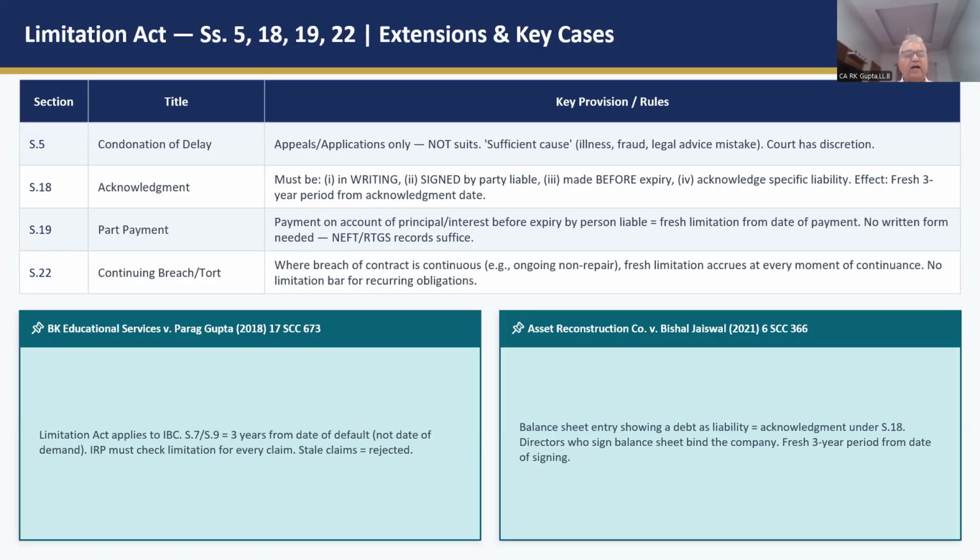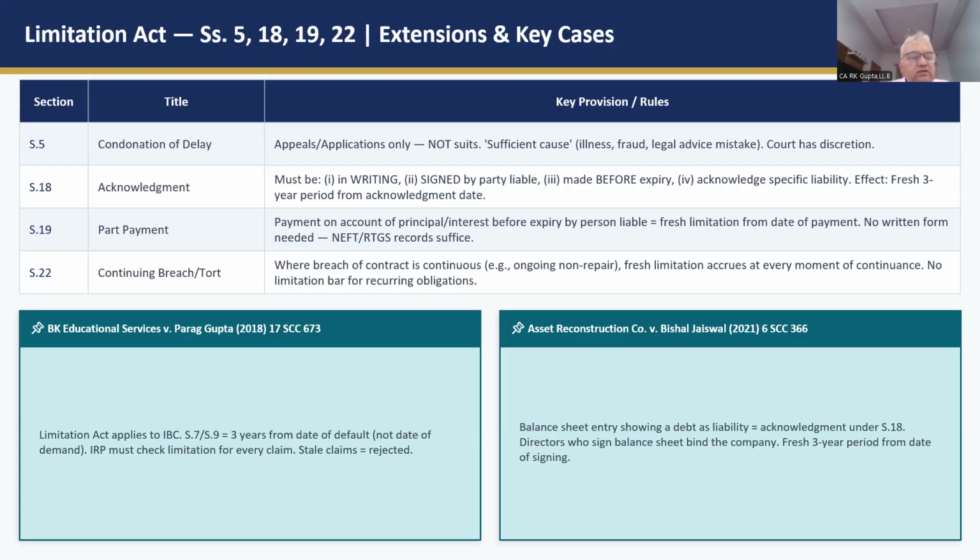Section 19 talks of part payment, and it says whenever any part payment is made, then fresh limitation starts from the date of that payment. And no written form is needed for part payment. Even NEFT or RTGS records should be sufficient. And if payment is made on account of principal or interest before expiry by the person liable, then every part payment leads to a fresh limitation period from the date of payment.